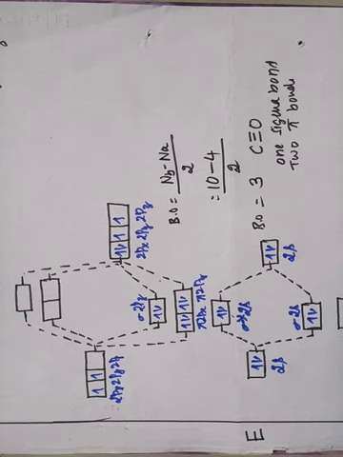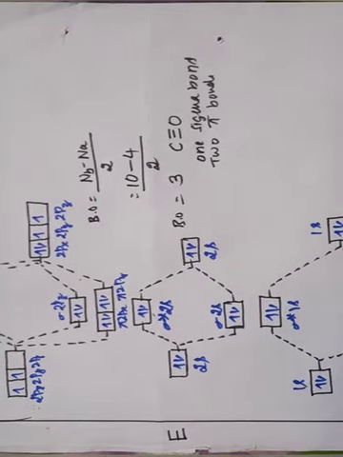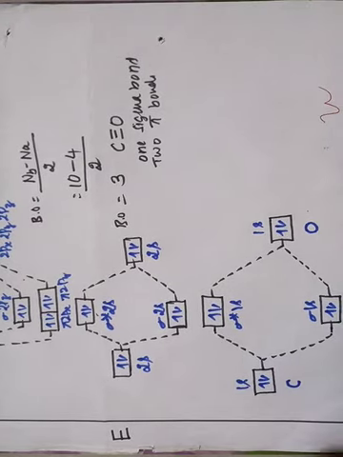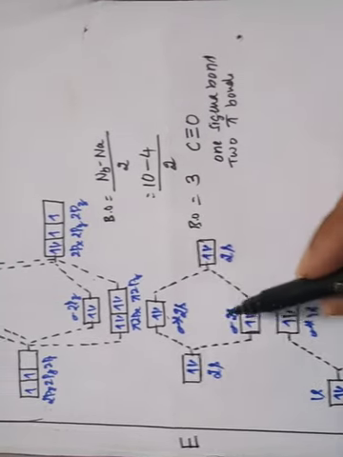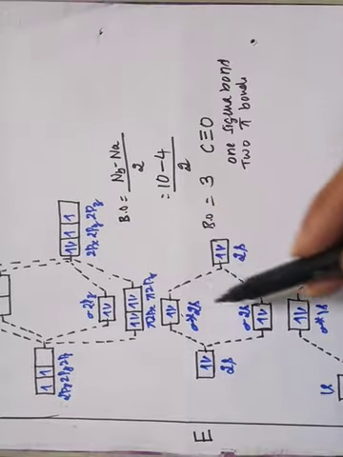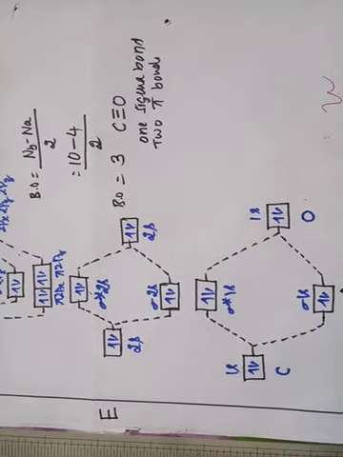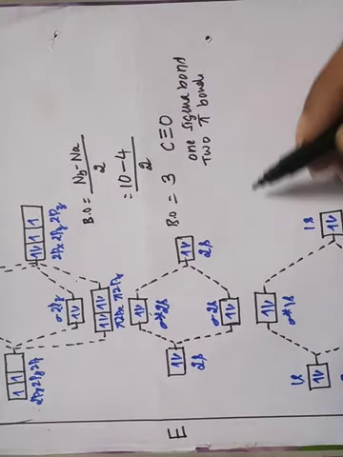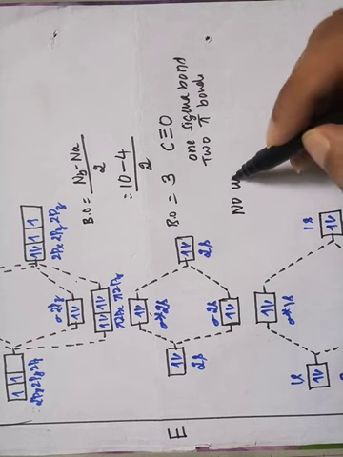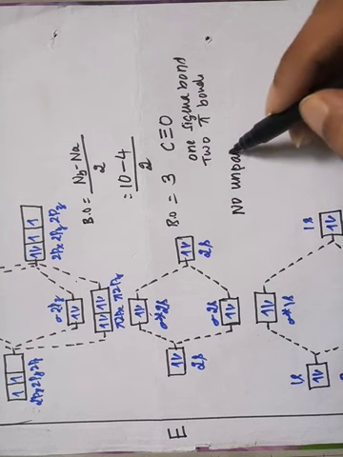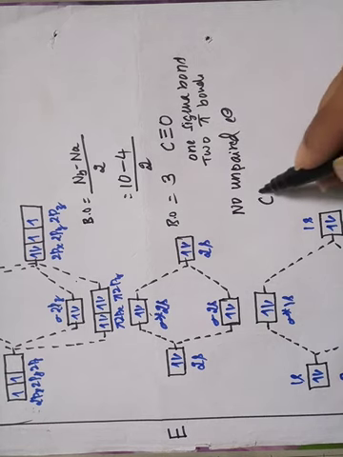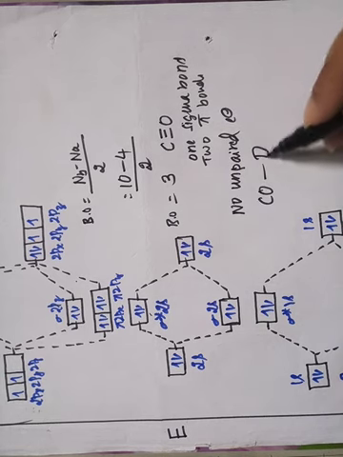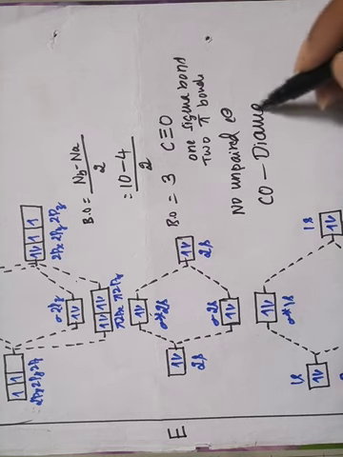Okay. So let us discuss its magnetic property. In the carbon monoxide molecule, as you can observe, there are no unpaired electrons. Therefore this carbon monoxide molecule is diamagnetic.